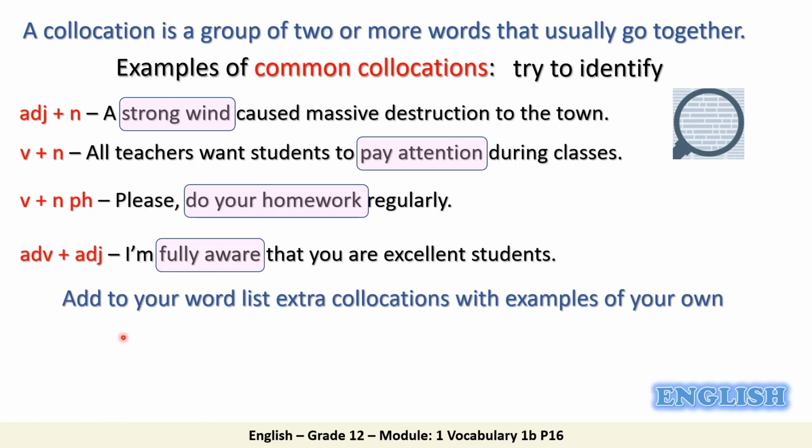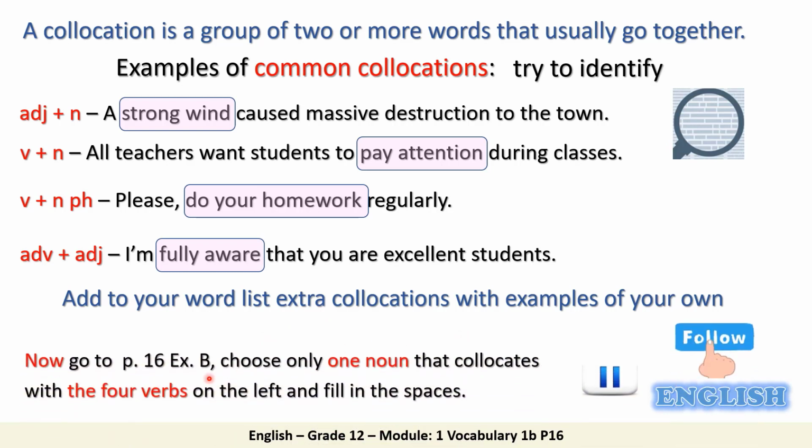So please add these collocations to your word list and add extra ones with examples of your own, okay, in order to enrich your language. Now go to page 16, exercise B. Choose only one noun that collocates with the 4 verbs on the left and then fill in the spaces. So pause, take 4 or 5 minutes and then follow. Okay?